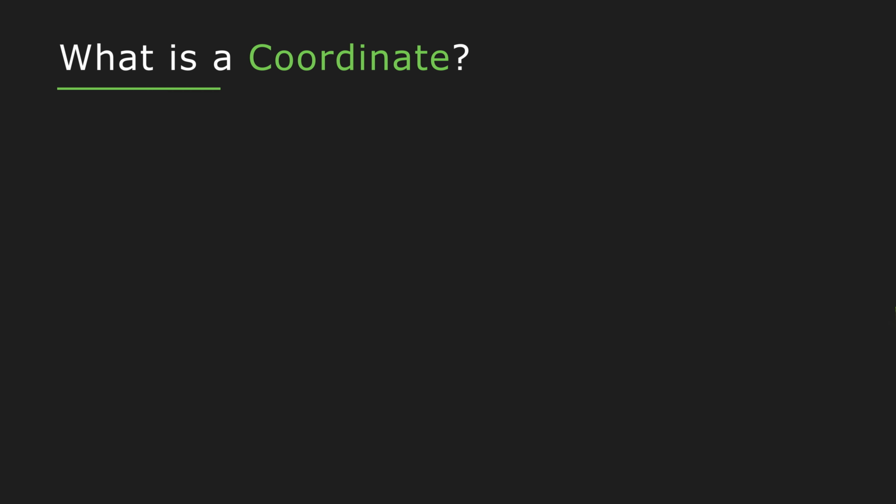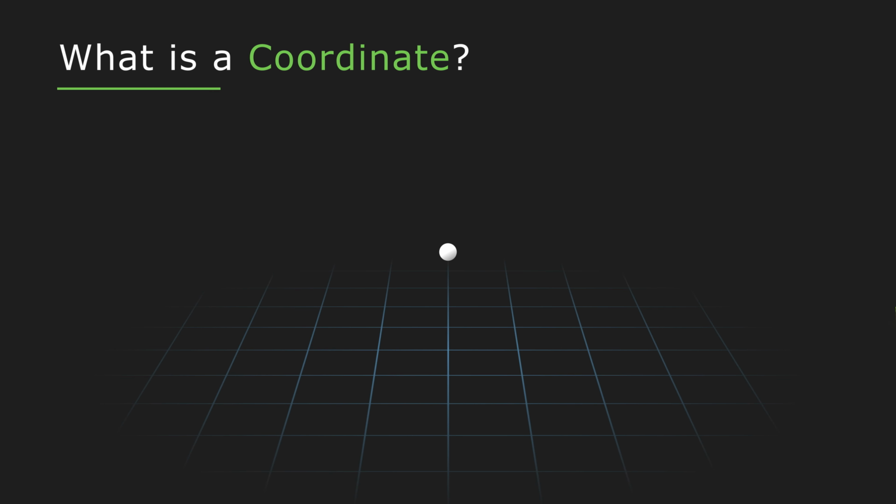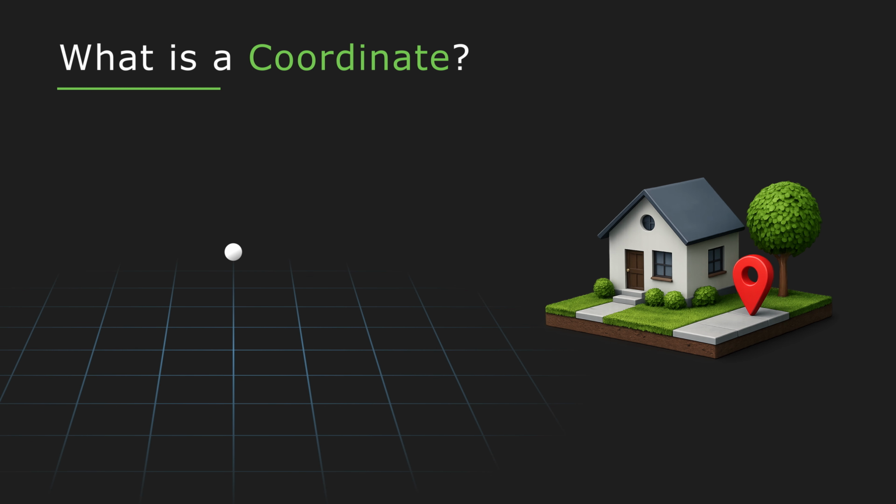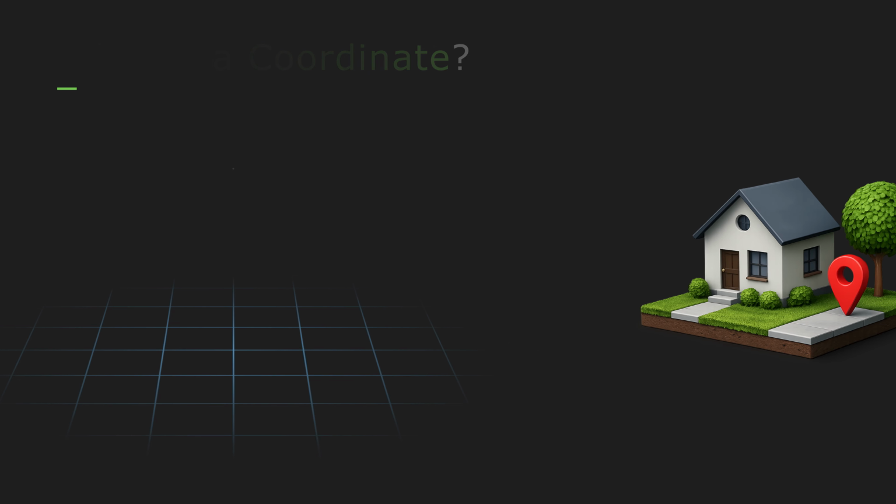A coordinate is simply a way to describe position. Think of your home address. Your address tells people where your house is located. Coordinates do the same thing, except instead of describing a house, they describe a point in space. In OpenGL, every vertex has a coordinate that tells the GPU where to place that point.